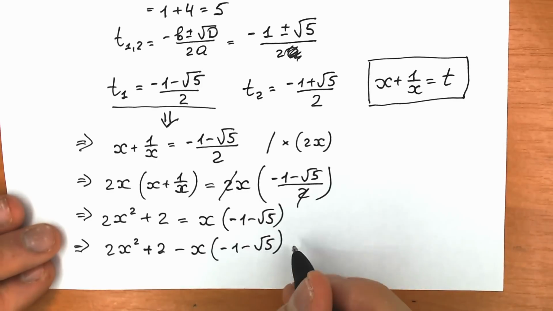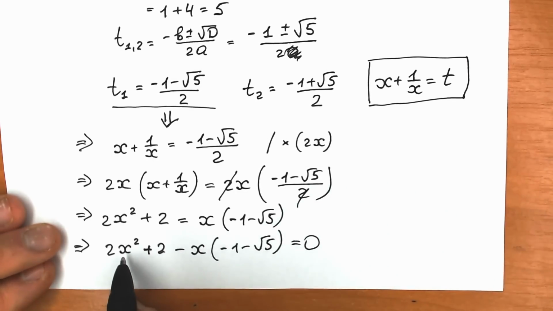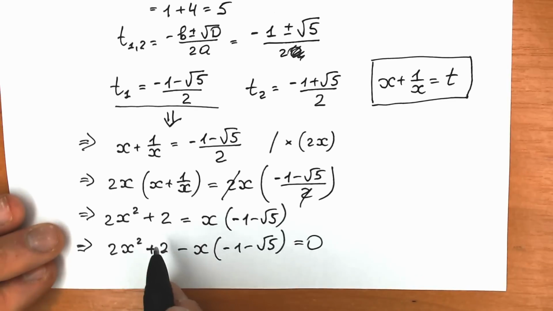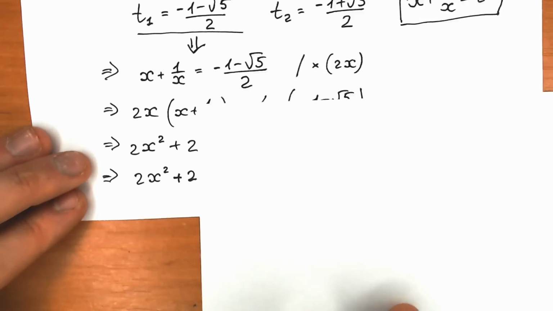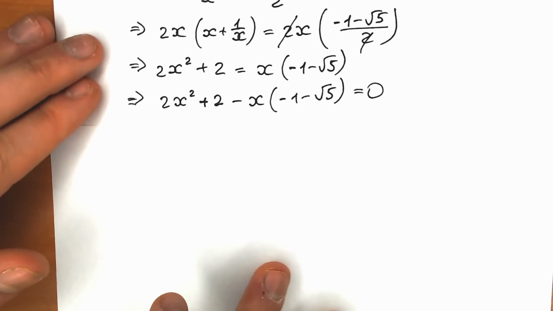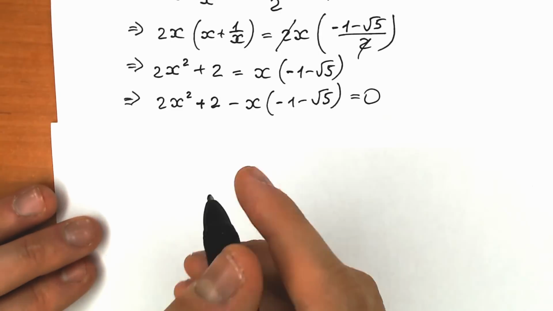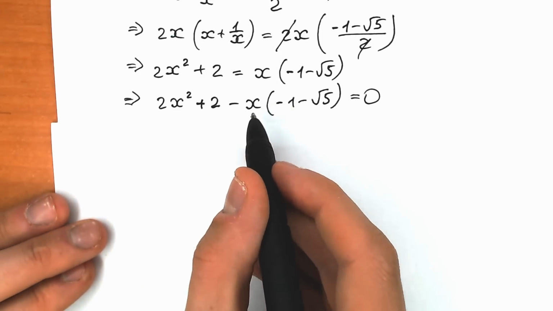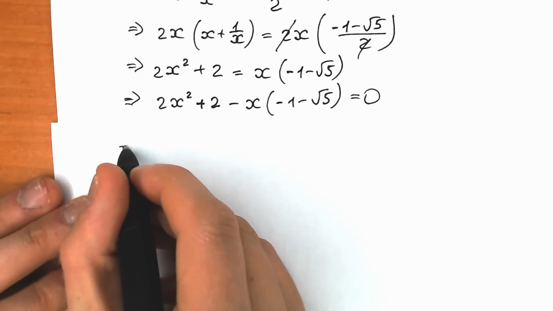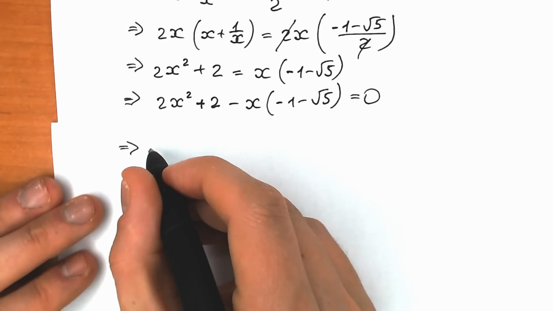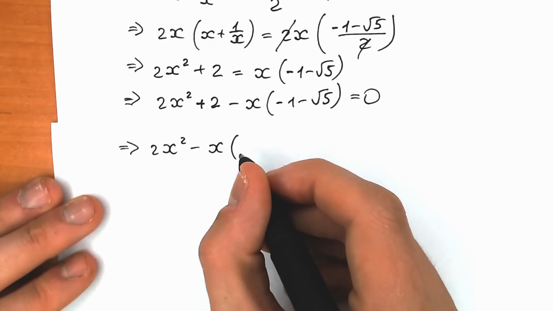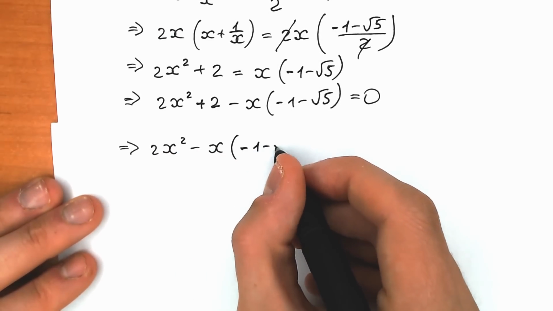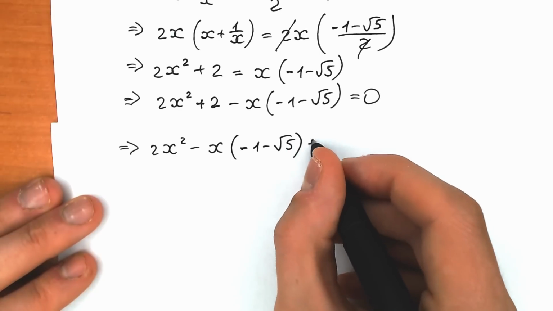Right now let's look closely. What do we have? We have x squared, we have our x, and we have our constant right here. So it looks like our quadratic equation. Right now let's solve this question according to a quadratic equation. As a result we only need to bring this x to the second position. So what do we have right here? We have 2x squared minus x times this parentheses, minus 1 minus square root of 5, plus 2 is equal to 0.